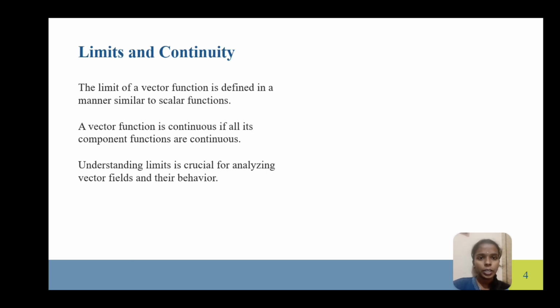Limits and continuity. The limit of a vector function is defined in a manner similar to scalar functions. A vector function is continuous if all its component functions are continuous. Understanding limits is crucial for analyzing vector fields and their behavior.